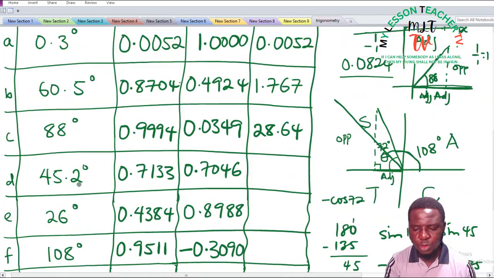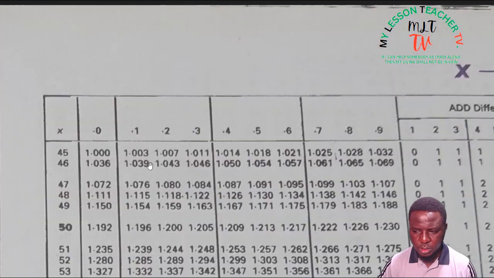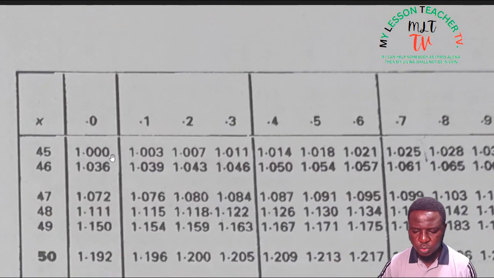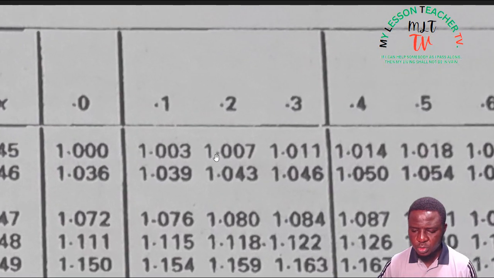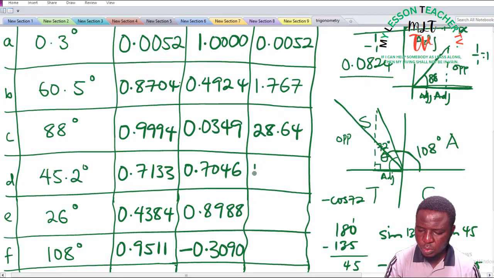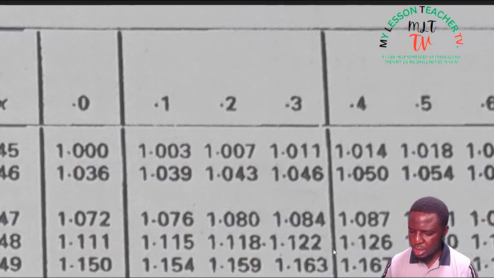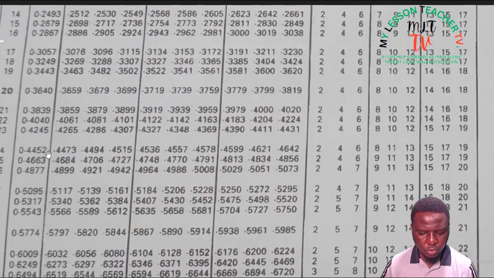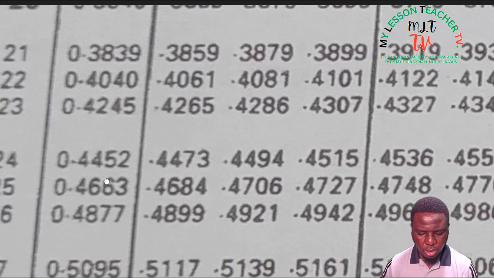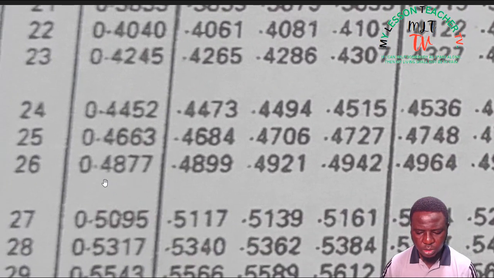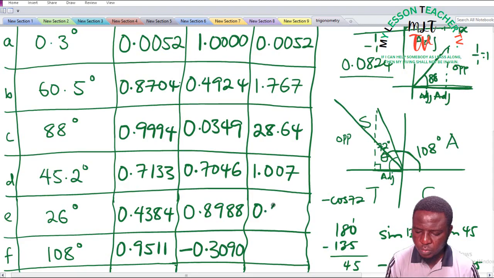Tan 45.2, our tan table 45.2. Tan 45.2 is 1.007 to 4 significant places. Next is tan 26. The value of tan 26.0 is somewhere here. So this is tan 26.0, which is 0.4877.